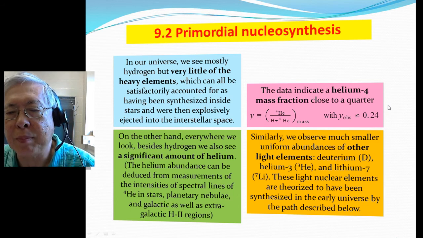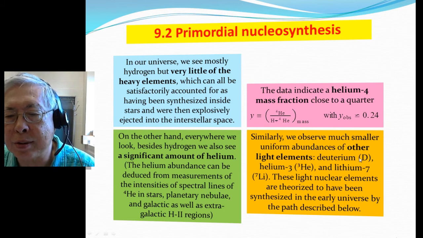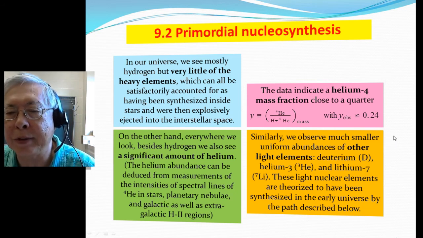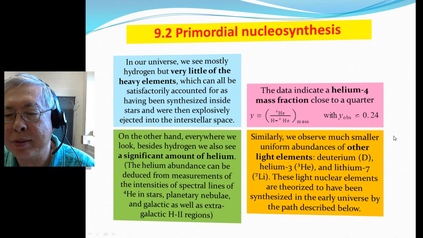Similarly, we can observe much smaller uniform abundances of other light elements: deuterium, which is the isotope of hydrogen with an extra neutron, helium-3, and lithium-7. These light nuclear elements are theorized to have been synthesized in the early universe by the path we're going to describe. So these are the Big Bang nucleosynthesis, or primordial nucleosynthesis, we're talking about.